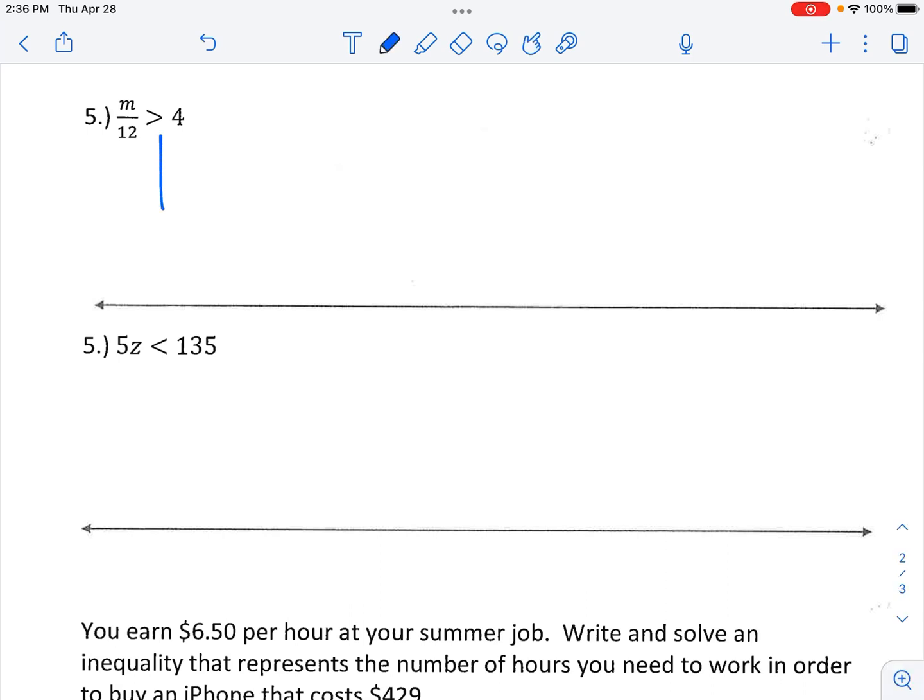Draw your mirror. The opposite of dividing by 12 is multiplying by 12. So you're going to multiply both sides by 12. On the left side, your 12s are going to cancel. And 4 times 12 is 48.